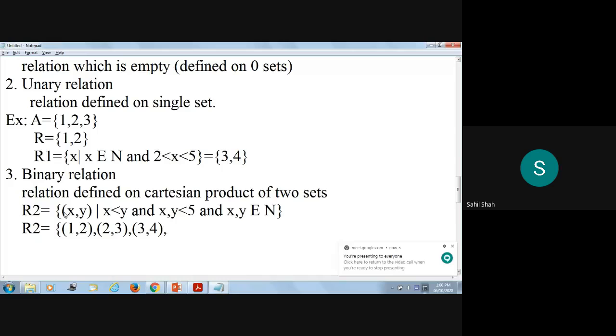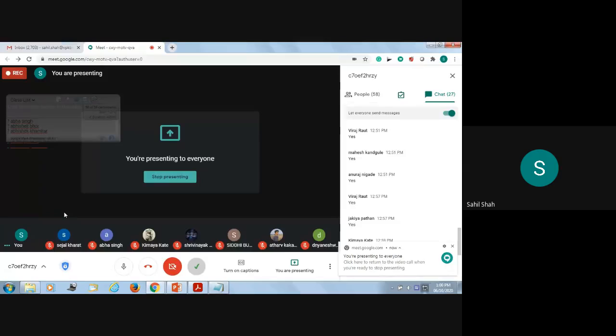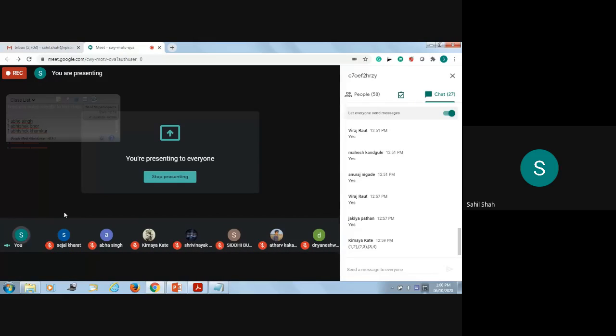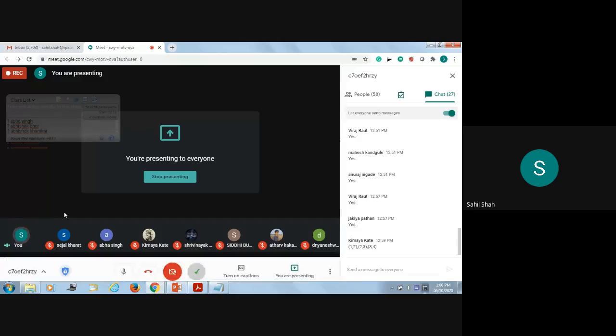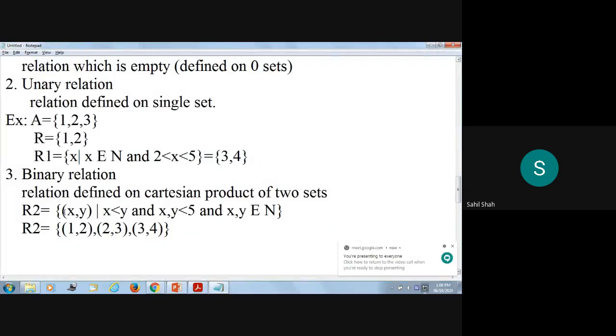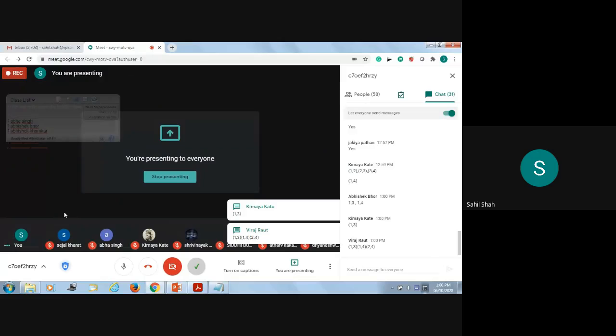Any other arguments? Do we have only these 3 pairs in our R2, or will we have some more as well? Only these 3? 1, 2, 2, 3, 3, 4. I'm going to have other pairs as well satisfying the given condition. Somebody is saying 1, 3, 1, 4, 2, 4.